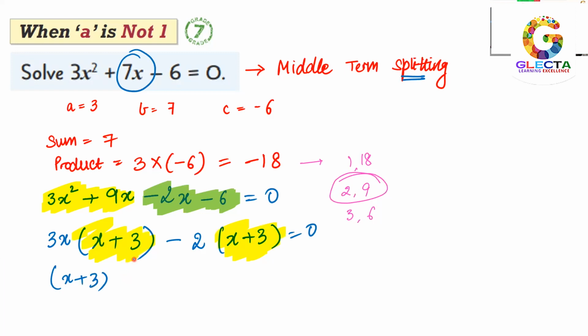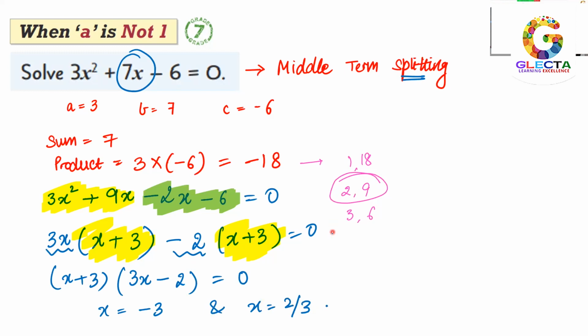x plus 3 in one bracket. From here, I have 3x. From here, I have -2. This is what we are having. So x equals -3 and x equals 2 over 3. This is what we get when we put these brackets separately equal to 0.